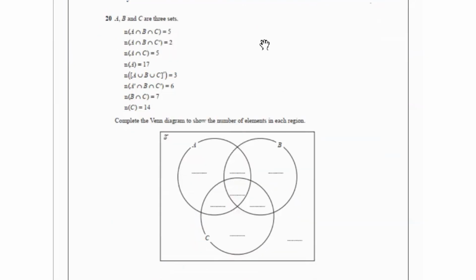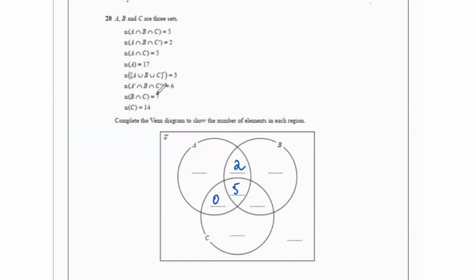Next question says A, B, and C are 3 sets. Number of A intersection B intersection C. So that's going to be this part in the middle because it's the intersection of all 3 sets. The number of A intersection B intersection C complement. So it's just A and B. That's basically just this part. So that is 2. Then number of A intersection C, that's all of this. So we already have a 5 over there. So over here, it's just going to be a 0.